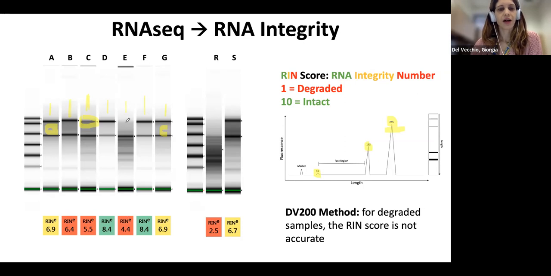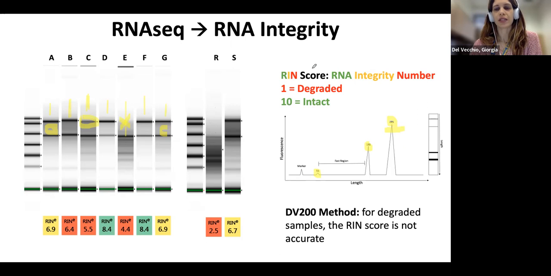So here you have 4.4, because we cannot even see the 28S. So it's really degraded. And the 2.5 is completely degraded. We don't have any bands here. We cannot see any ribosome here.